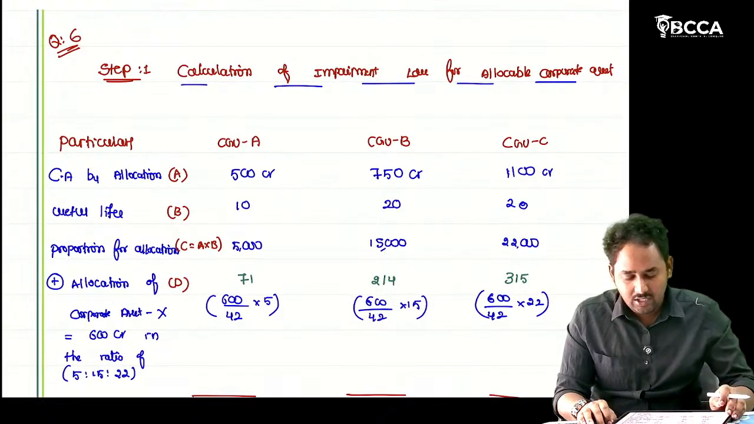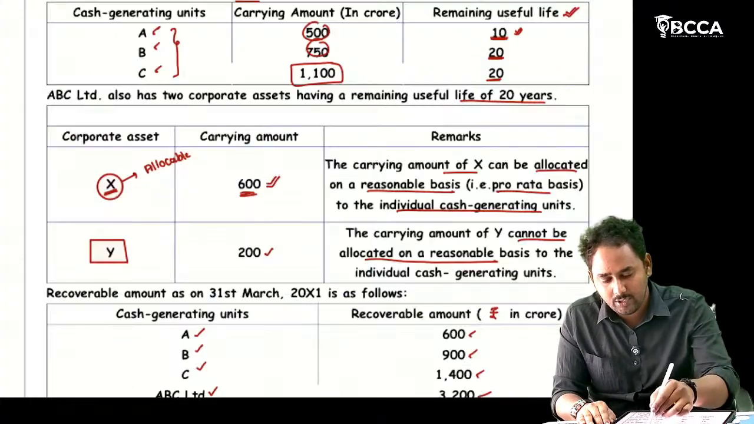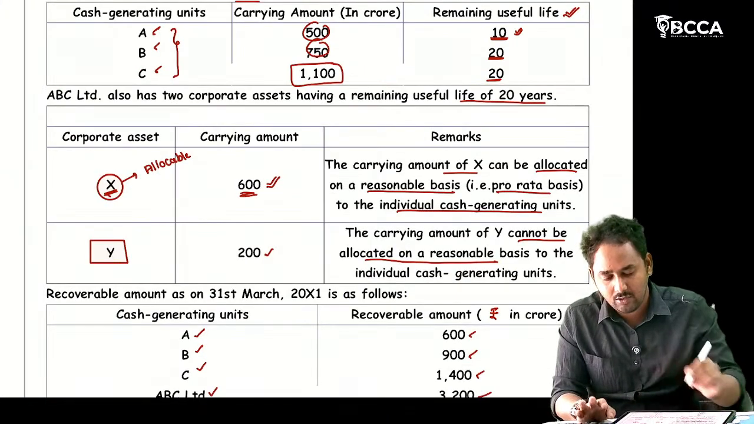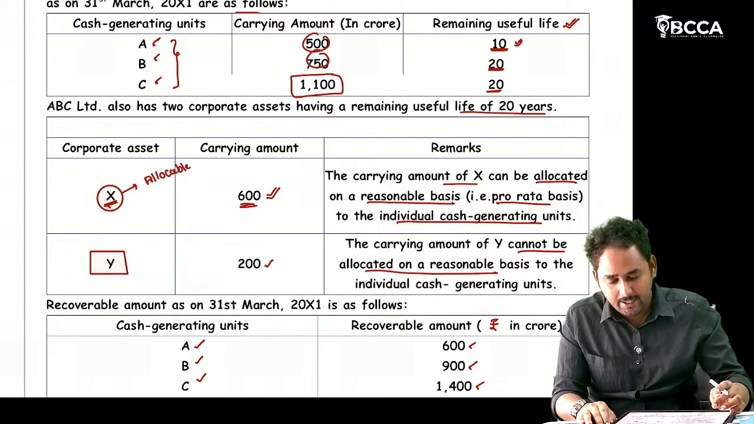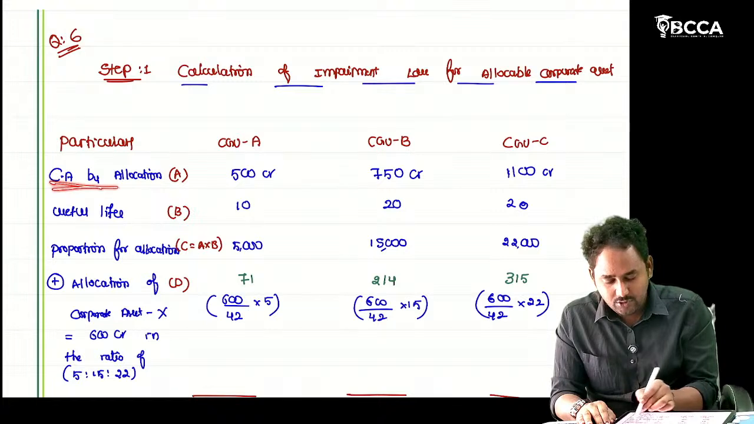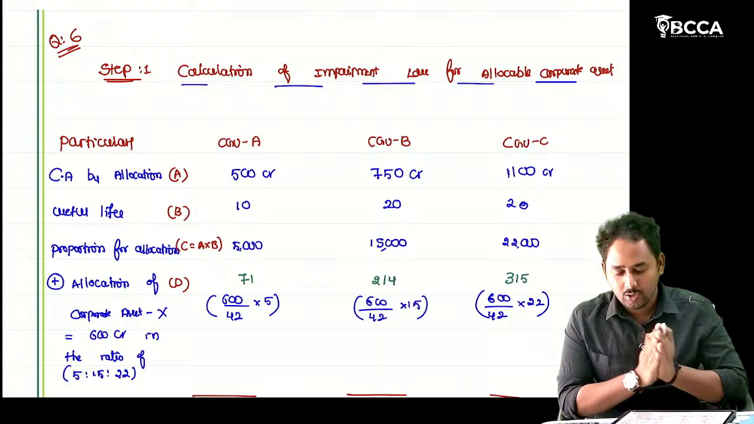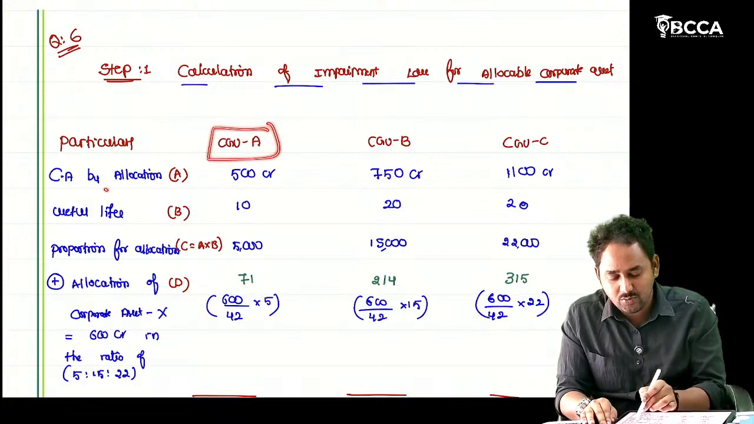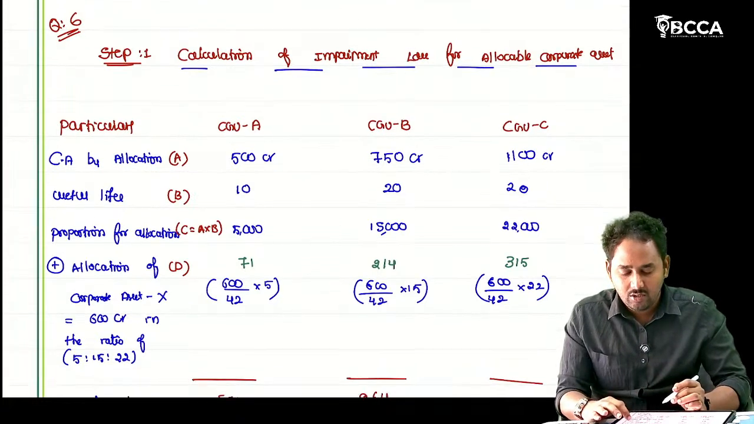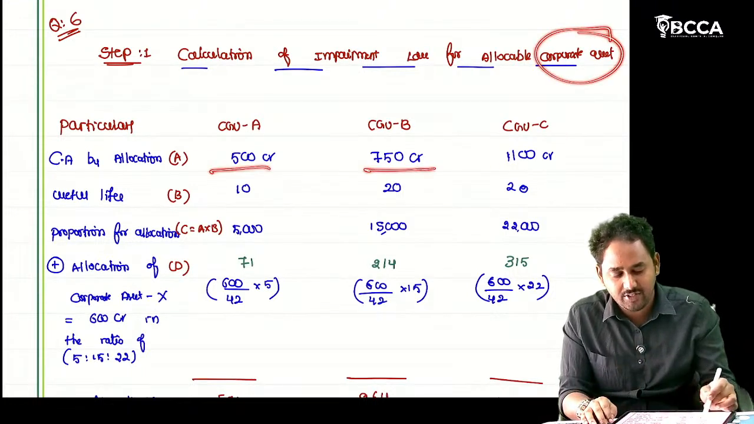So first, let's find out the impairment loss for allocable corporate assets. I need to calculate the impairment loss for the allocable corporate assets. How many allocable corporate assets are there? 1. So let's put the carrying amounts of the cash generating units first. Carrying amounts of CGUs before allocation of corporate assets. These are the carrying amounts of the CGUs before allocation of the carrying amount of the corporate assets: 500, 750 and 1100.